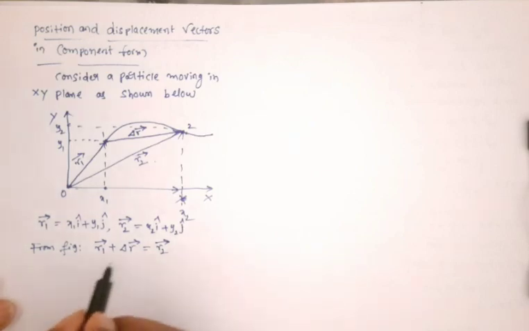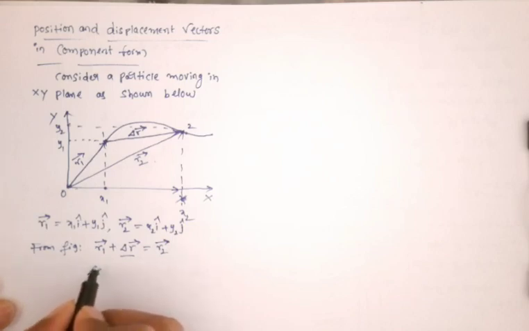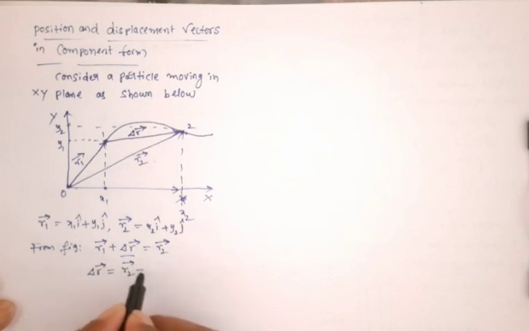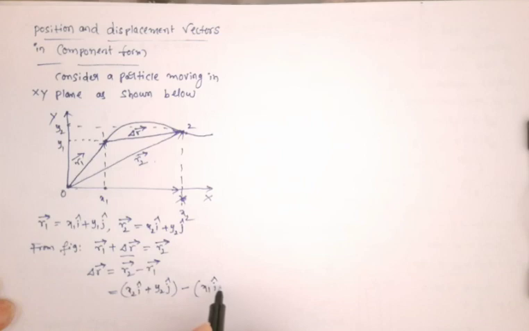Now simplify it. If we simplify, just we want to know displacement vector delta r bar. So for this one, what do we write? We keep delta r bar here and bring this r1 bar this side. So delta r bar equals r2 bar minus r1 bar. Now write, what is r2 bar? We have already written here x2 I cap plus y2 j cap. x2 I cap plus y2 j cap minus r1 bar, x1 into I cap plus y1 into j cap.